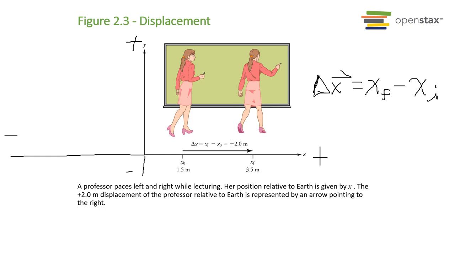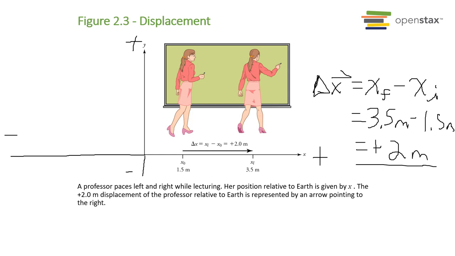So in this example, knowing that, displacement will be final minus initial position. So final position is 3.5 meters. Initial position is at 1.5 meters, which is why we have a displacement of positive 2 meters. That alone tells us her displacement is 2 meters to the right.